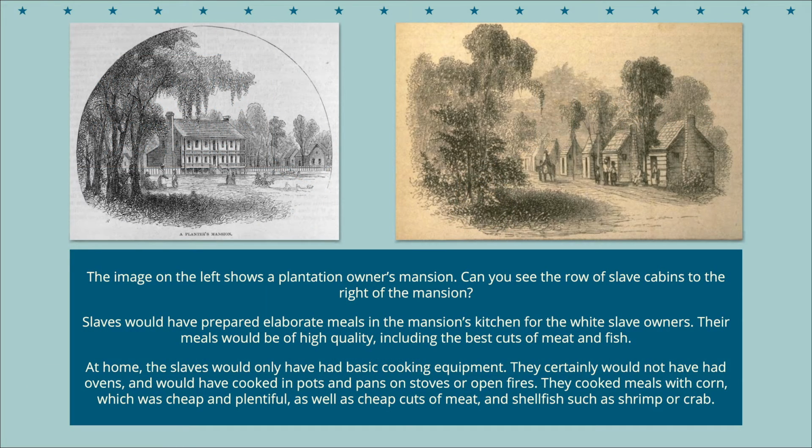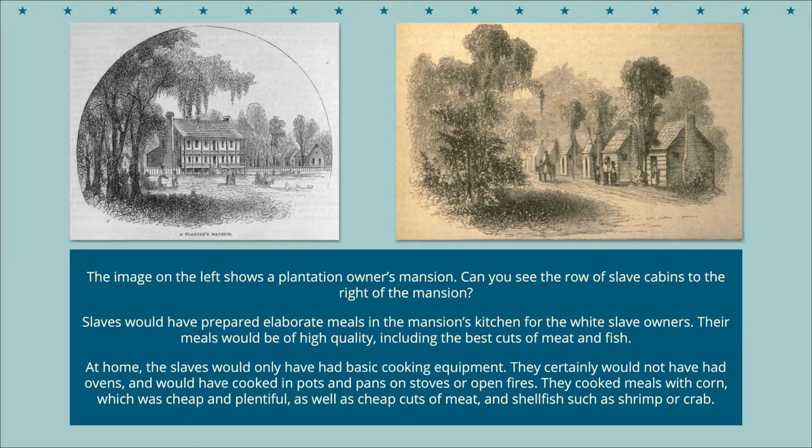The image on the left shows a plantation owner's mansion. Can you see the row of slave cabins to the right of the mansion? Slaves would have prepared elaborate meals in the mansion's kitchen for the white slave owners. Their meals would be of high quality, including the very best cuts of meat and fish.